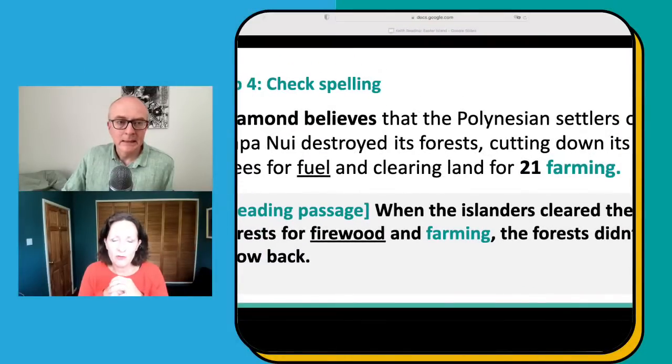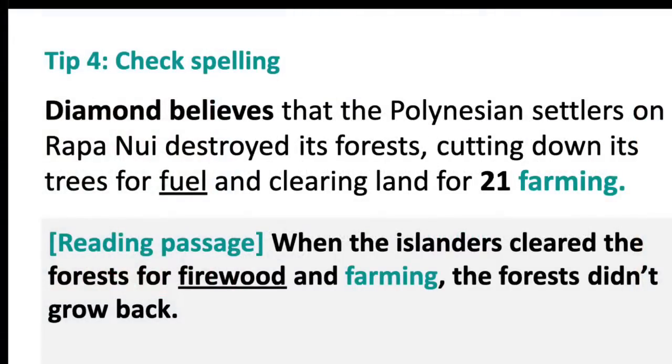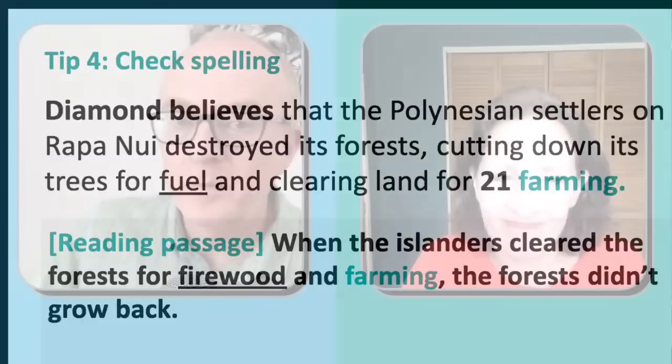Okay. What would happen if you wrote for farms there? If they cleared land for farms, would that be okay? For fuel and clearing land for farms. What does everybody think? Would it be correct? Maybe not. Why not? Possibly because you have to get exactly the same word from the text. Exactly. So, in some ways, it's very easy like that. You're not looking to find a synonym for the answer. You're copying the exact word.